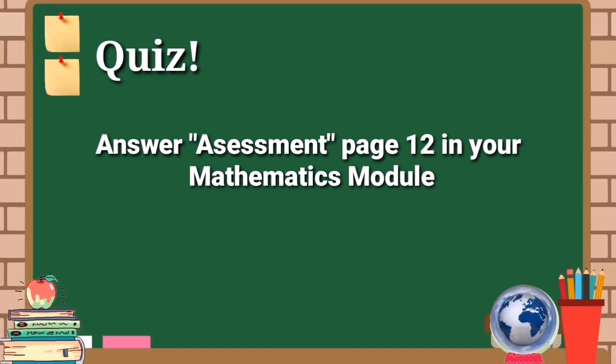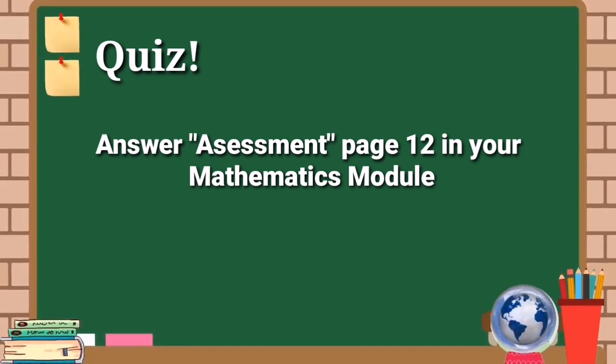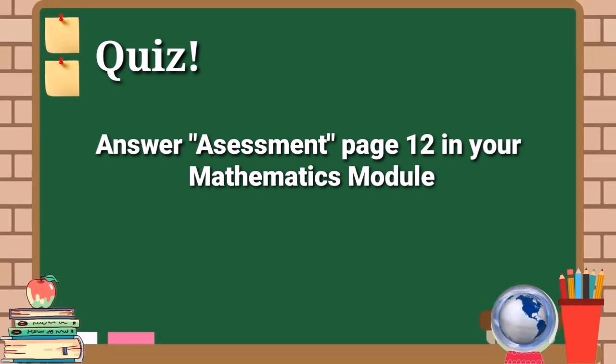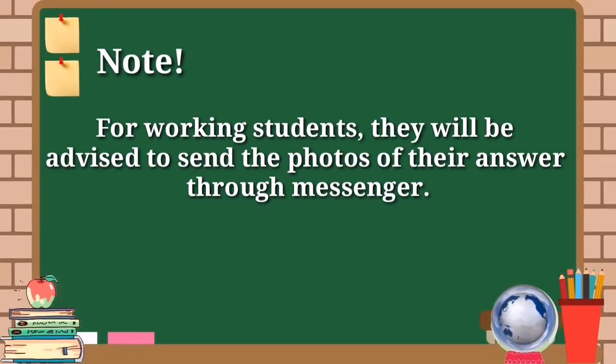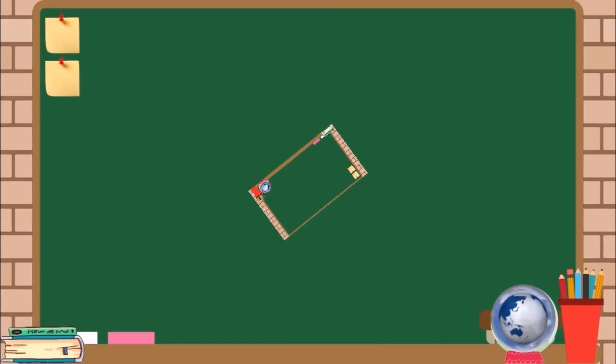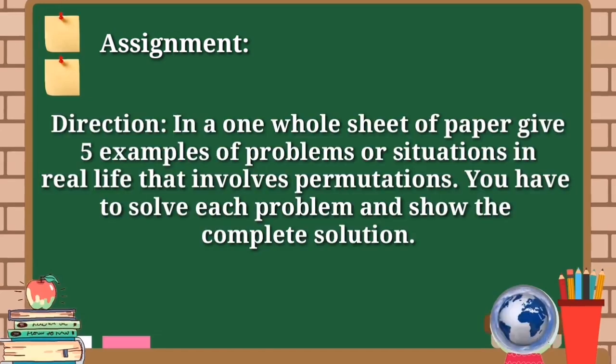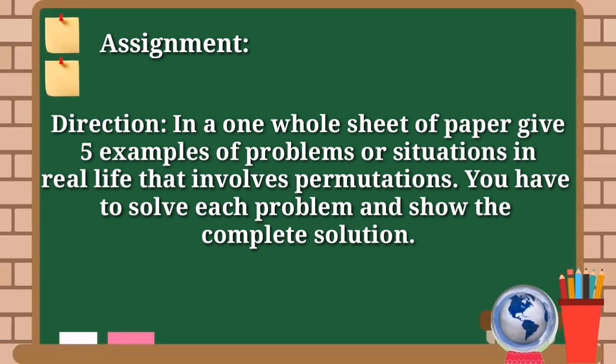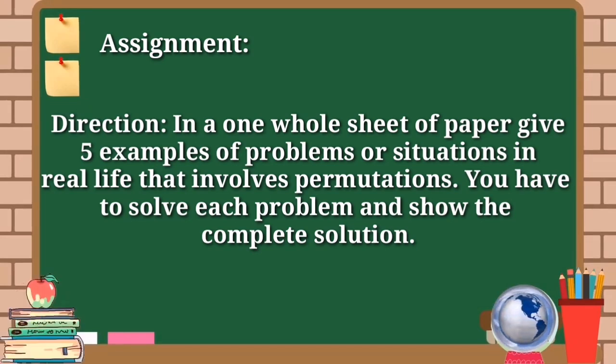To evaluate and assess yourself, answer assessment page 12 in your math module. Note: for working students, they will be advised to send the photos of their answers through Messenger. For your task at home, on one whole sheet of paper, give at least 5 examples of problems or situations in real life that involve permutations. You have to solve each problem and show the complete solution.